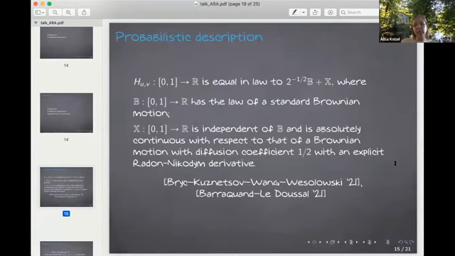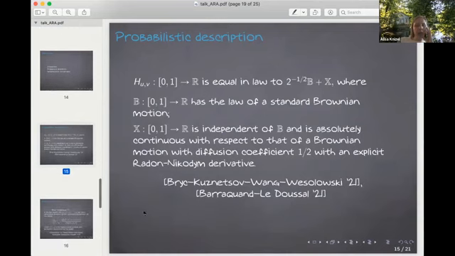Still, personally, I think there's quite a bit to be understood here. Even though it's written explicitly, there's quite a bit of information here which is still not understood very well about the nature of the appearance of this process X in this context. Okay, so this is the probabilistic description of the result that we get.